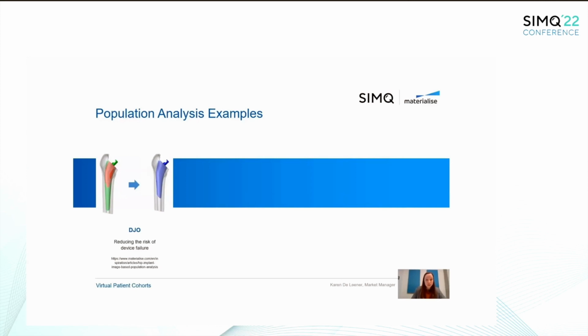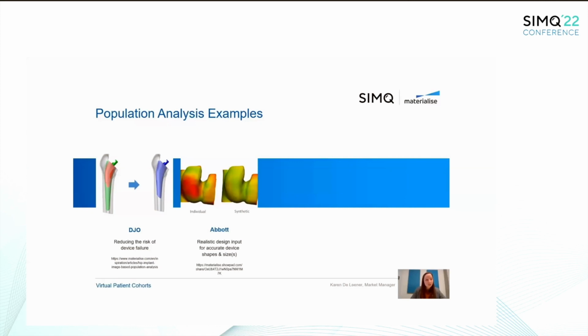So the first example is DJO, and initially they did not use virtual patients for their taper-fill hip system, and that unfortunately led to a failed initial market launch. So they had lots of surgeons stop using the product. They had to throw away $500,000 worth of inventory. And then of course they wanted to investigate the issue and do a redesign. And for that they did use virtual patients. And this led to a successful relaunch of their taper-fill hip system.